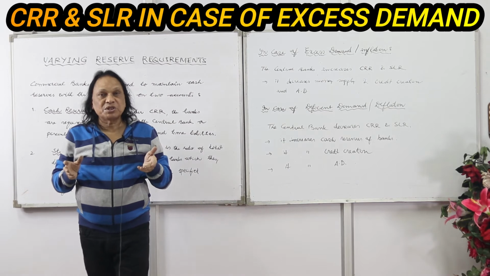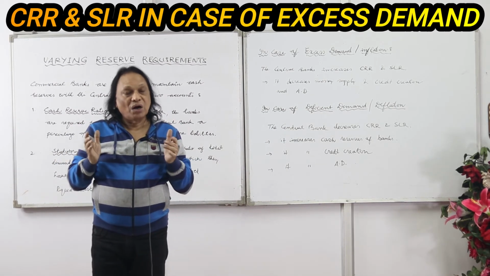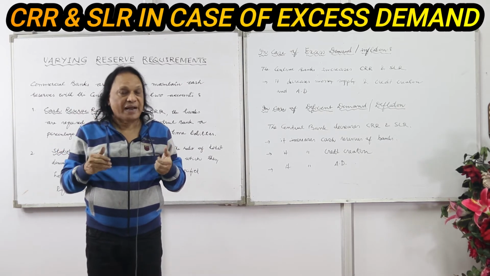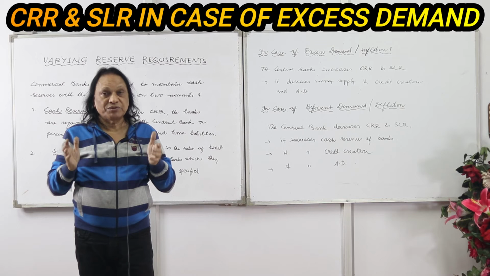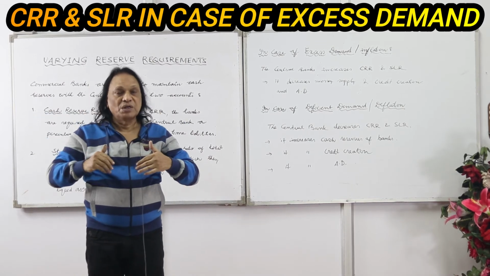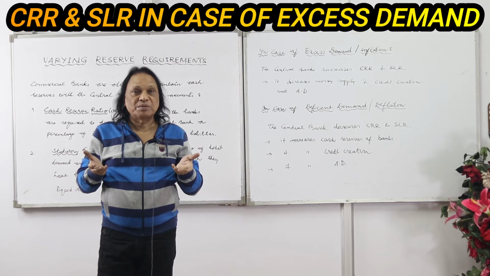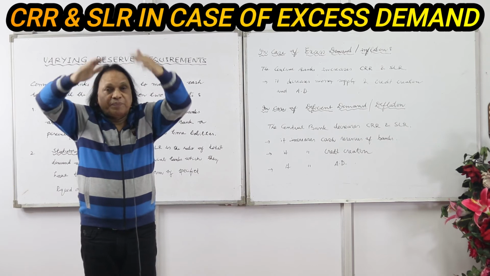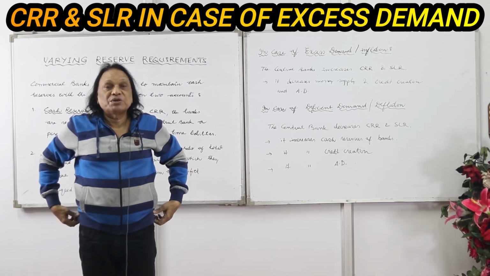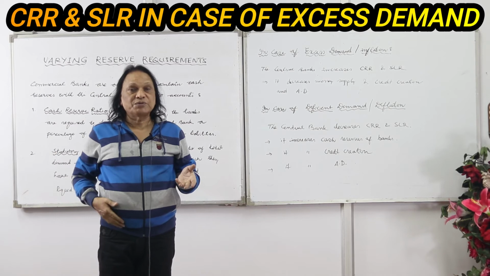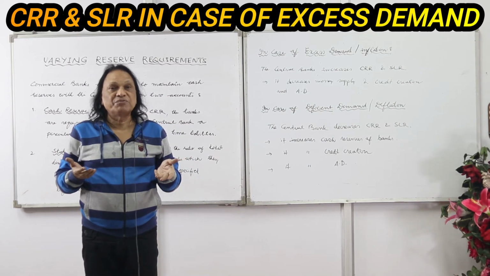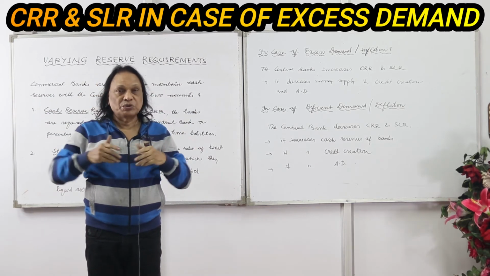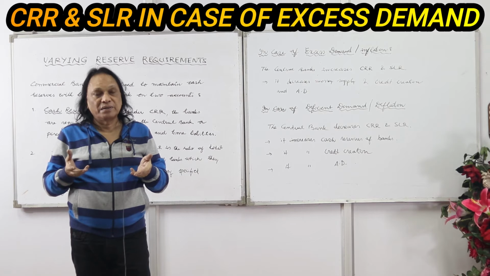As a result, the commercial banks have little money or small reserves with them to give as credit. As a result, the credit creation capacity of the commercial banks will come down. When the credit creation capacity of the commercial banks comes down, the money supply in the economy will come down. When the money supply comes down, aggregate demand for goods and services will come down. When it comes down, as we know, the price of commodities automatically will come down, inflation is controlled and the inflationary gap is reduced. That is in case of excess demand.